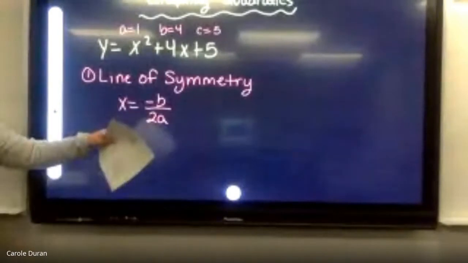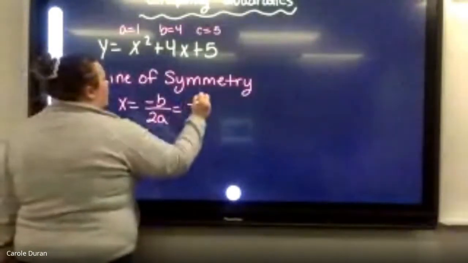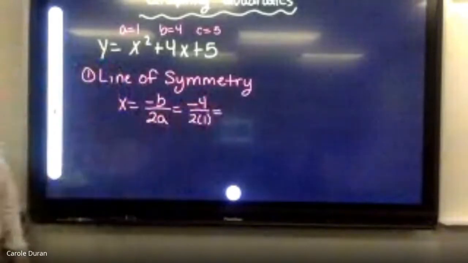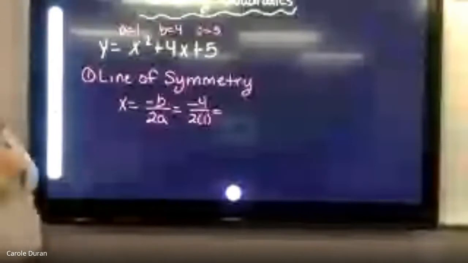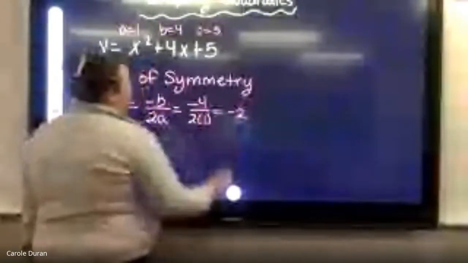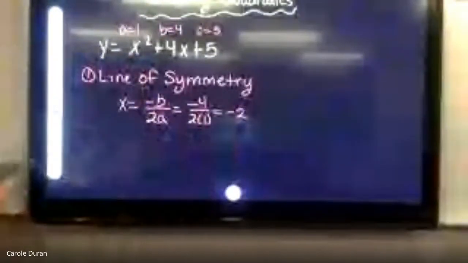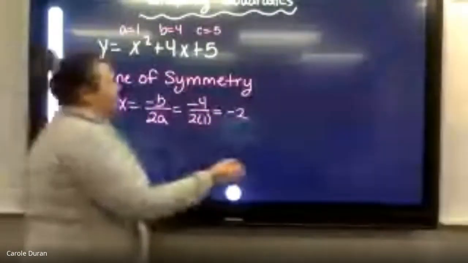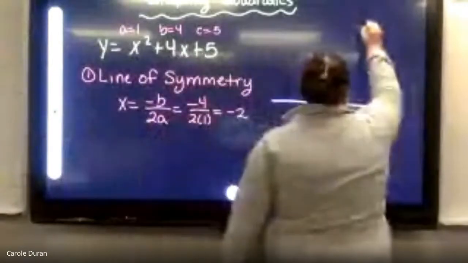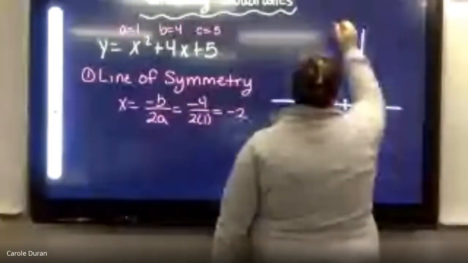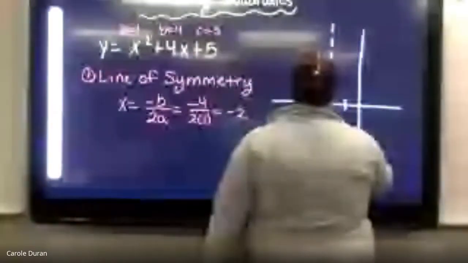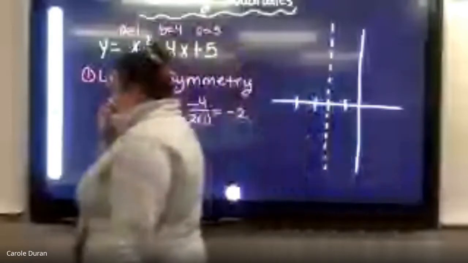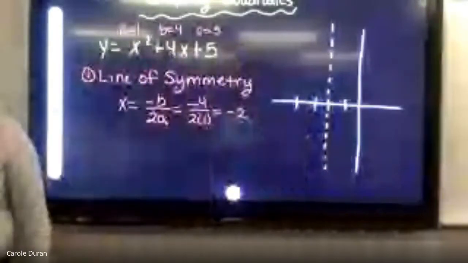Plugging that into my line of symmetry equation, I have negative 4 over 2 times my a value of 1. 2 times 1 is 2. Negative 4 divided by 2 is negative 2. This is the first thing that I put down on my graph. So I go to negative 2 and I draw a vertical dotted line, indicating that the left side is going to be symmetric to the right side. Yes, always a dotted line.